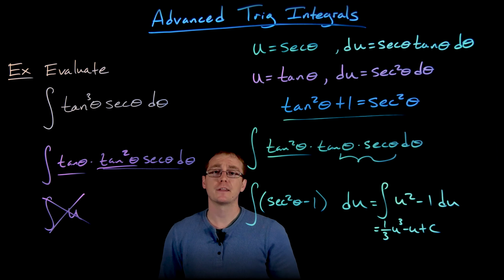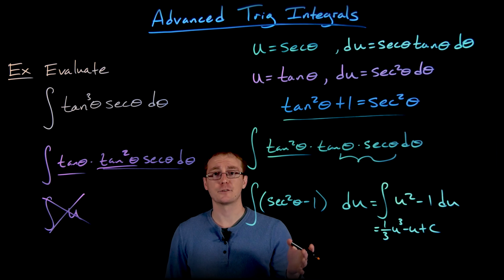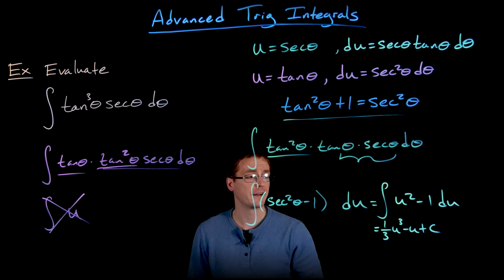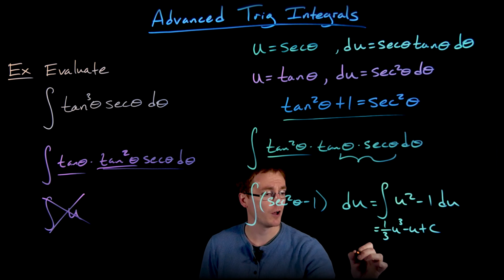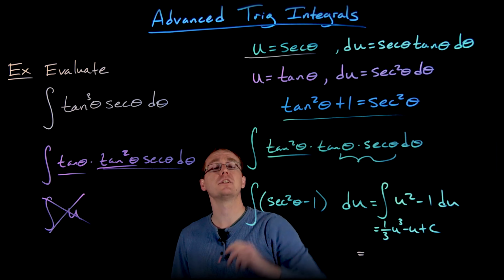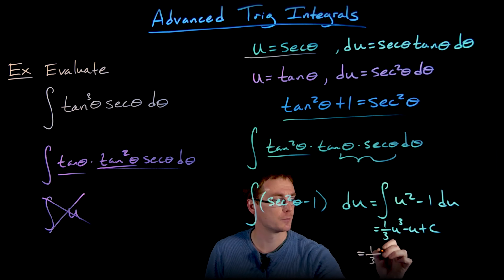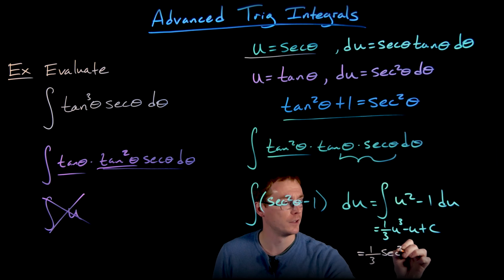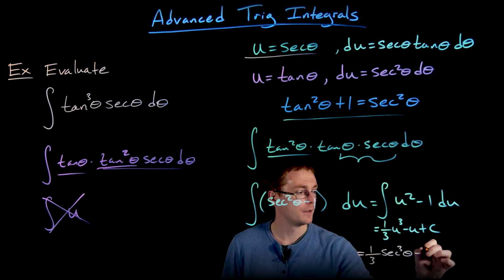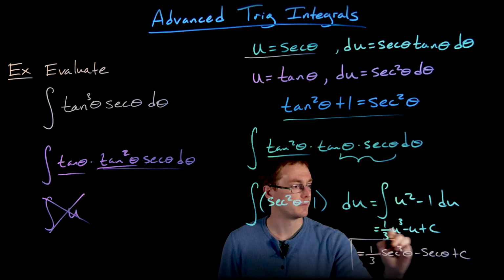And so we have found the antiderivative of our intermediate function, but we're not done until we find the antiderivative of our original function, which is in terms of that original variable theta. So now all we have to do to finish this problem off is back substitute. Remember, this whole time we're using u equal to secant of theta. So our antiderivative in terms of that original theta variable is going to look like 1/3 times secant cubed of theta minus secant of theta plus some constant c.